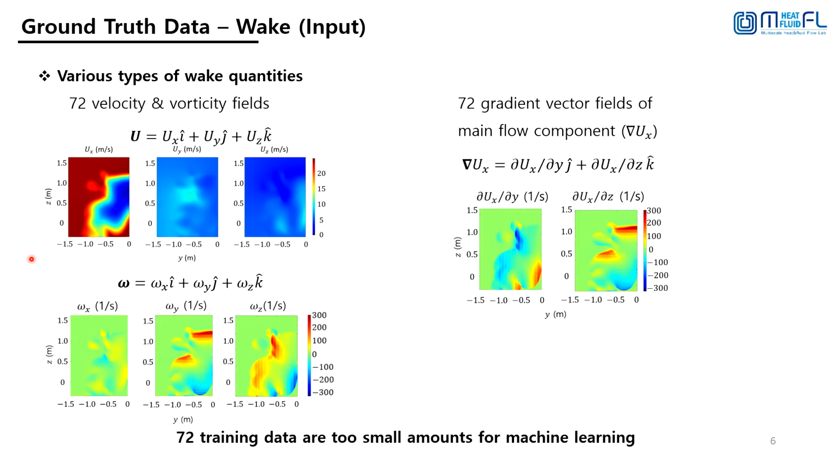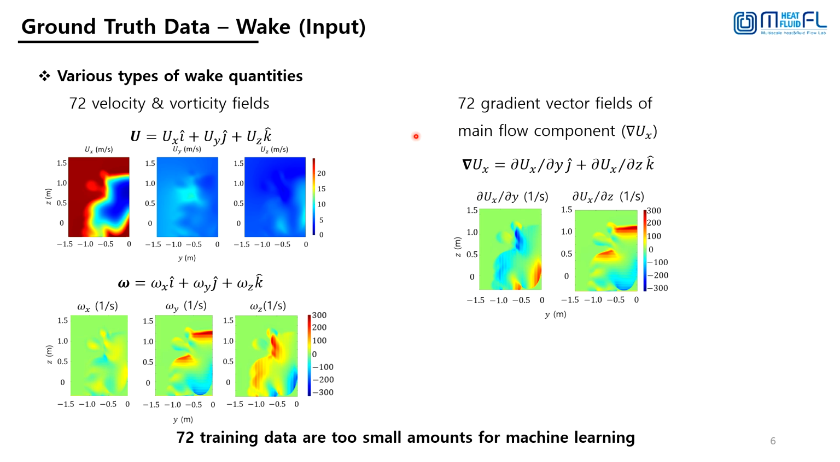Let me explain the wake quantities used as input data. In the wind tunnel experiments, by configuring the direction of the free stream in the plus x direction, we captured wake flow on the YZ plane at a specific distance from the vehicle's rear. This process yielded 72 velocity and vorticity fields, each with two dimensions and 3 components.